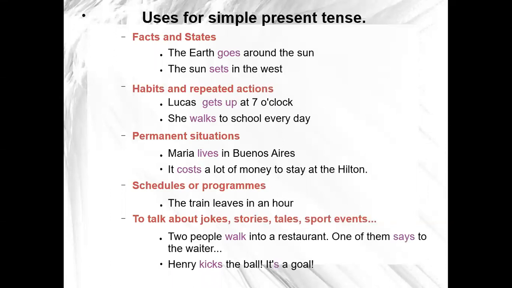Permanent situations. Maria lives in Buenos Aires. It costs a lot of money to stay at the Hilton. Schedules or programs. The train leaves in an hour.